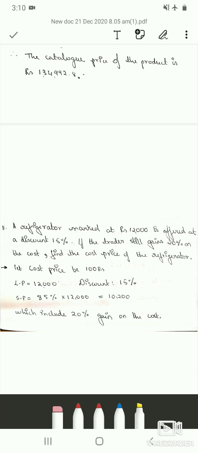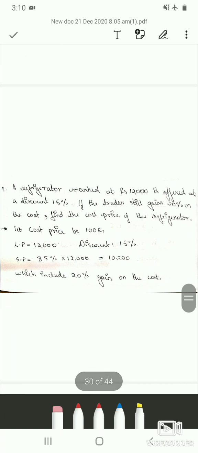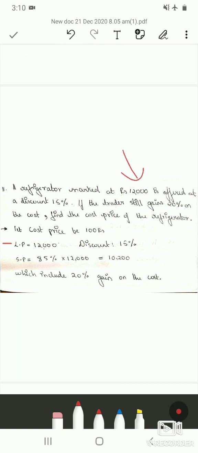So the 11th problem is: a refrigerator marked at rupees 12,000 is offered at a discount of 15%. If the trader still gains 20% on the cost, find the cost price of the refrigerator. So here let us assume the cost price to be 100 rupees, and they have given the marked price of the refrigerator, which is 12,000. So marked price or list price is 12,000 and the discount offered is 15%.